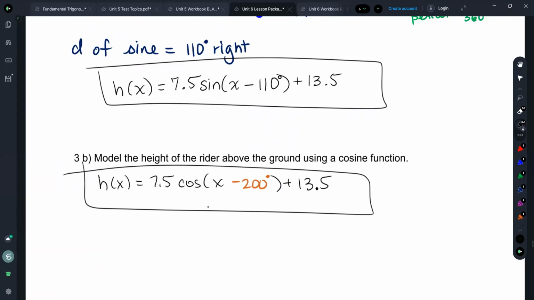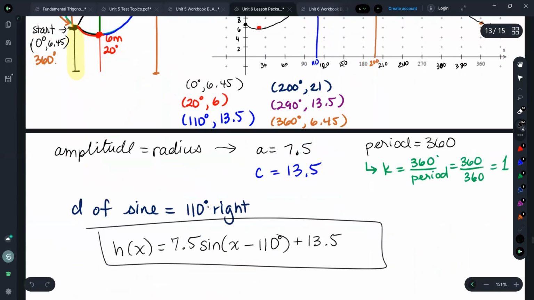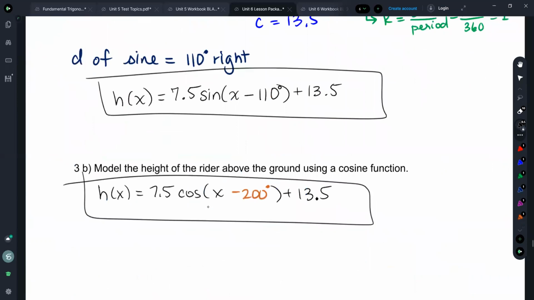The C is the middle value in between the max and min. It's like this value right here. You can either look or you can do max plus min over 2, like 21 plus 6 over 2. Same thing. Any other questions? Okay.